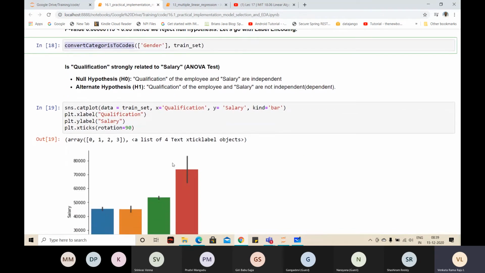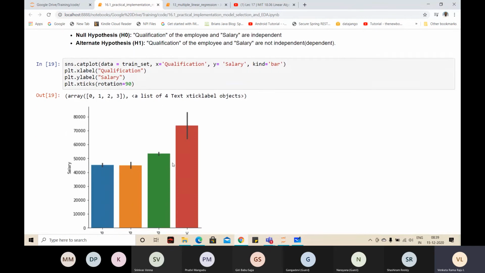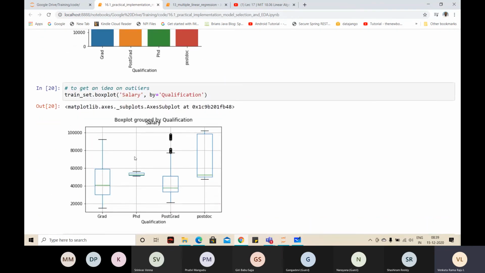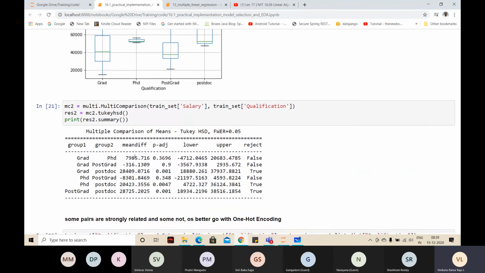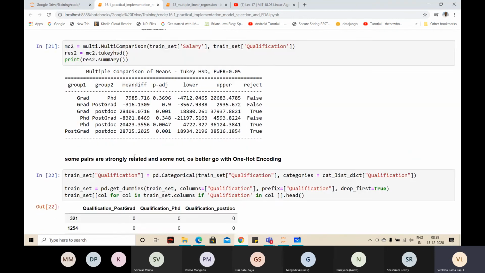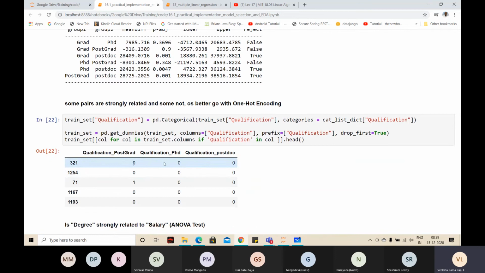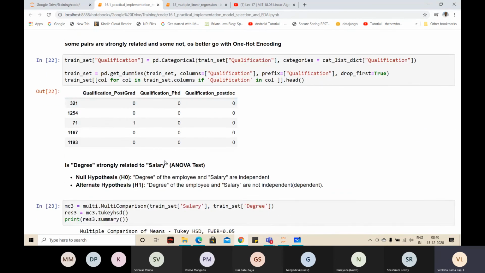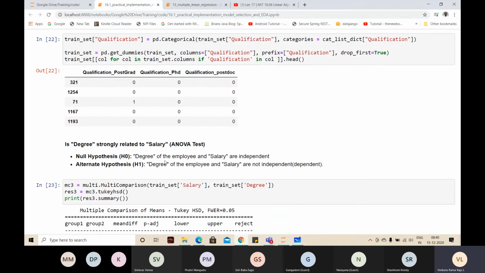Then qualification and salary. Again, I did the plots and multi comparison. Three said false, three said true. We don't know which direction to go, so we went with one hot encoding. If we know the direction, we go to label encoding. If you don't know, we go to one hot encoding.